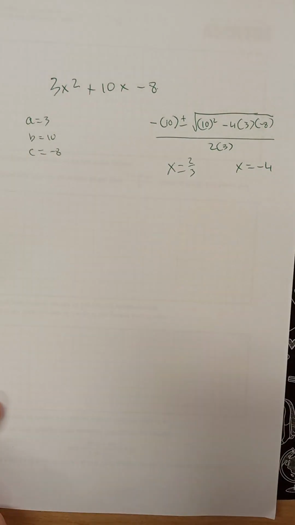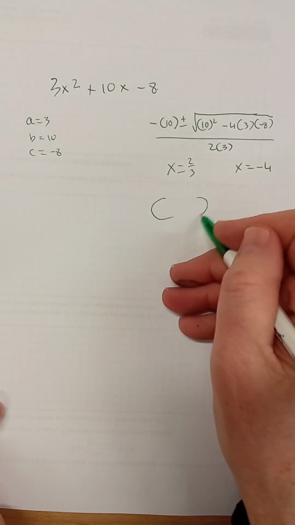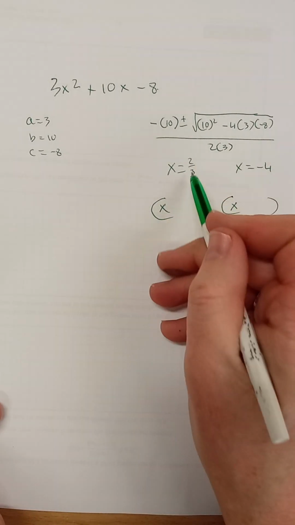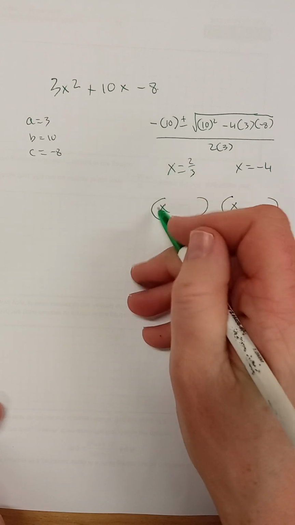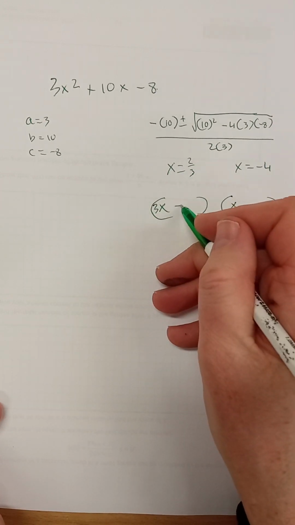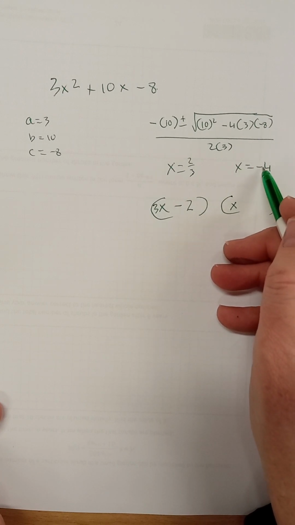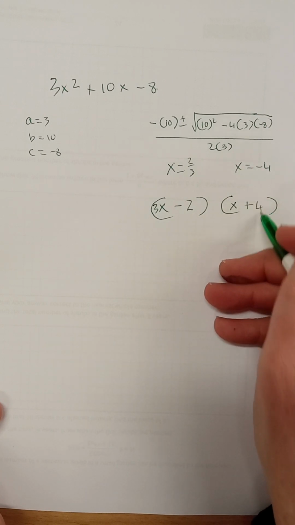So, how do I turn those two back into the brackets? Well, very simple. There's no number in front of the X, so put an X in each. If there's a fraction, you bring the bottom of the fraction in front of the X, and change the top number's sign. Same thing here. There's no fraction, so all I'm going to do is change the sign. And that's it done.